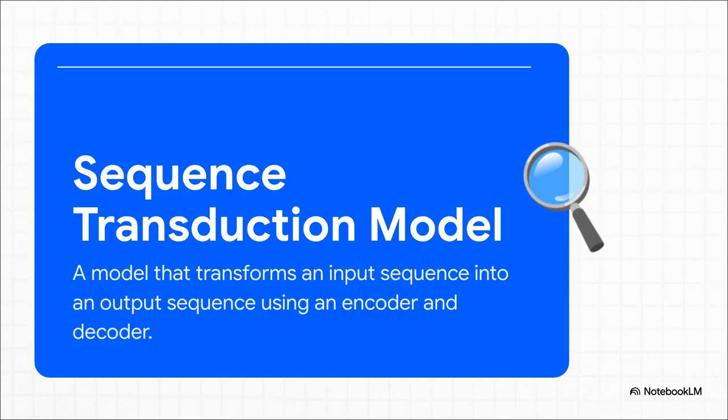It uses a pretty standard encoder-decoder setup. The encoder reads the input and condenses its meaning into a rich numerical representation. Then the decoder takes that representation and generates the output. Now, this high-level structure wasn't new, but what was happening inside that encoder and decoder, that was the revolution.